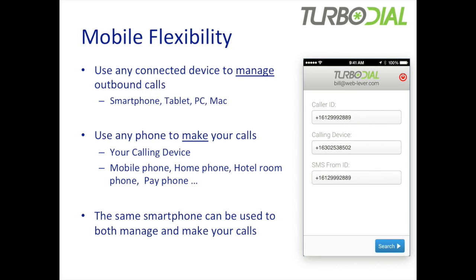So with the flexibility you have there, you can use any connected device to manage your outbound calls, and you can use any phone to make your calls. Notice the distinction. You're managing your calls on a smartphone or a tablet or a PC or a Mac using TurboDial Mobile, and then you're making your calls using a phone. It could be a mobile phone, a home phone, hotel room phone, etc. And if it's a smartphone, it might actually be the same device that you're managing and making your calls from. Okay, you do have that flexibility.